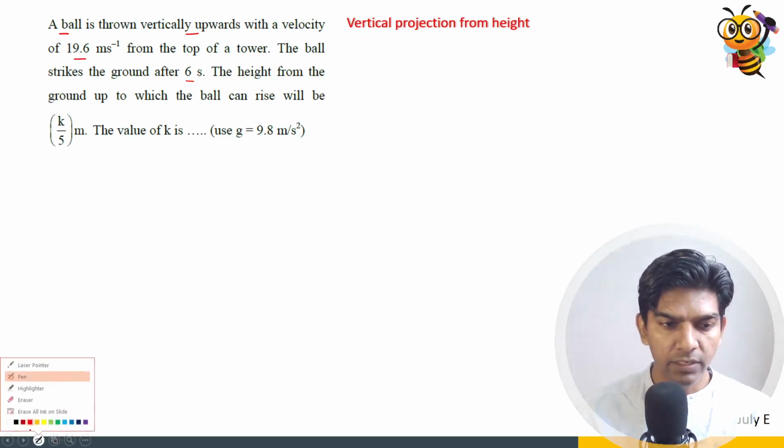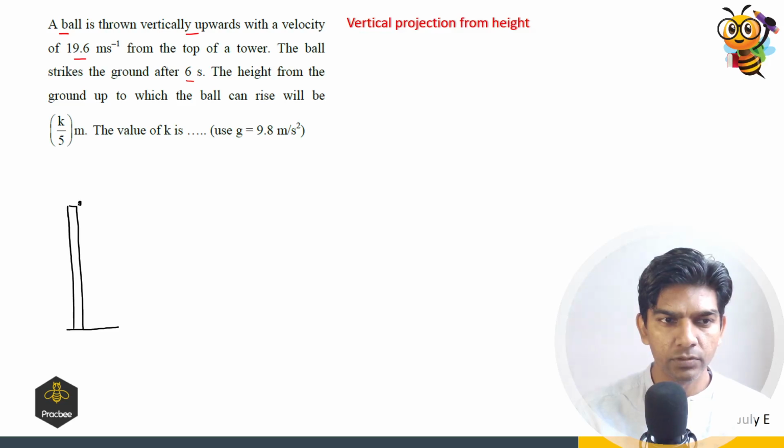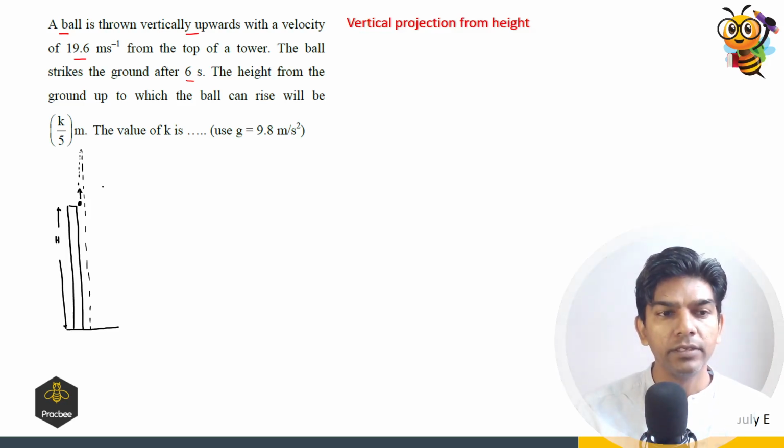Now let me first draw the diagram here. This is the tower, and from this tower we are throwing a ball in the upward direction. So it goes up, attains maximum height and then comes down. The time of flight is 6 and the height of the tower is not given to us. So let us assume that the height of the tower is h. And the initial speed of projection is also given, that is 19.6 meters per second.